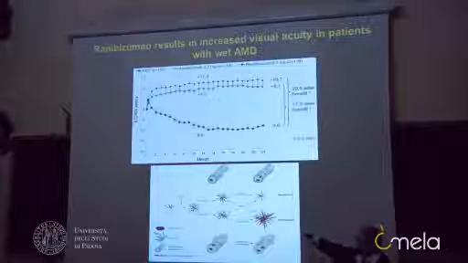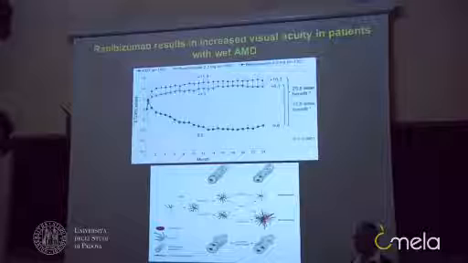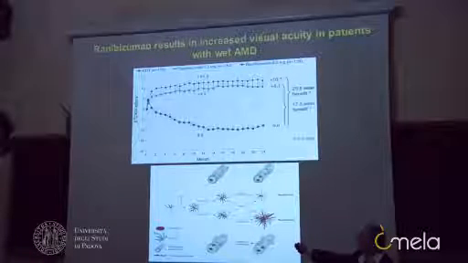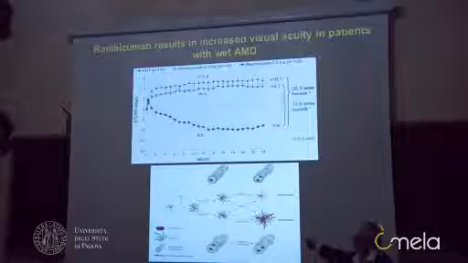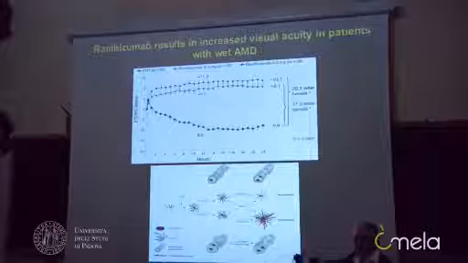So the green line actually is not a placebo. This was at that time a standard therapy, which is photodynamic therapy. You can see there is a very transient increase in visual acuity, and then there seems to be a complete visual loss, very similar to a placebo.